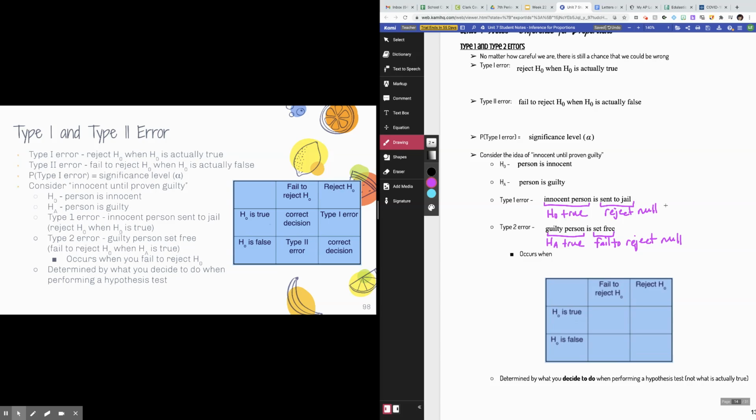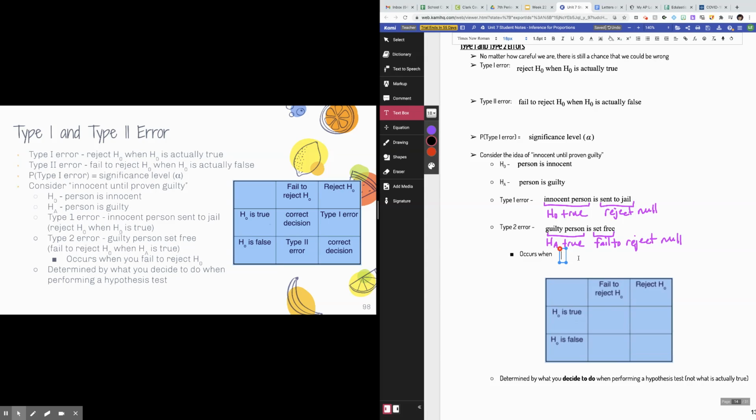Okay, so as the statistician, you have to choose which of these is worse. Is it worse that we send an innocent person to jail, or is it worse that a guilty person is set free? The best way to remember this, because this is the question I get the most often, is: how do I remember which error is which?